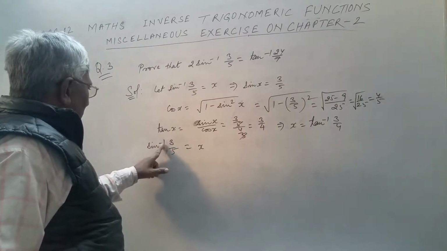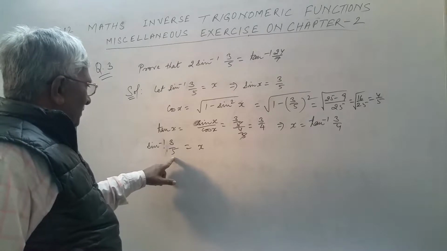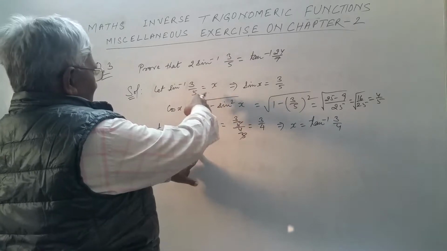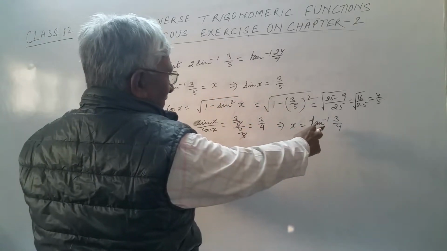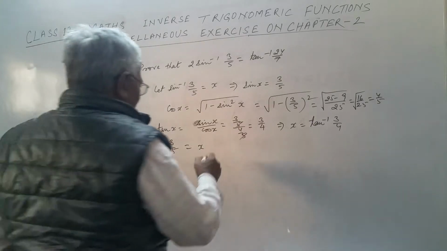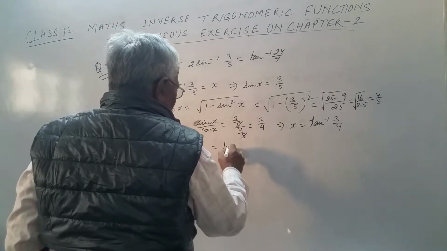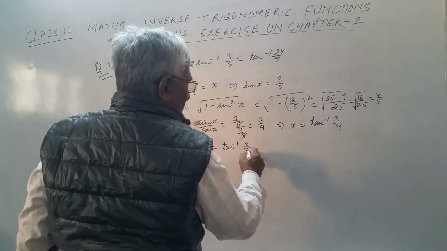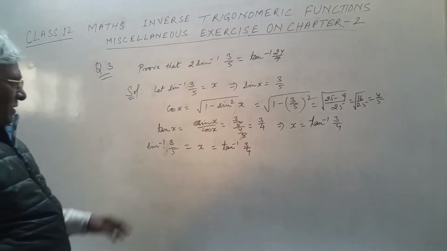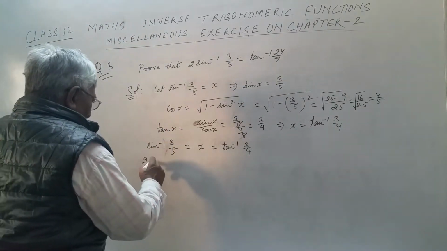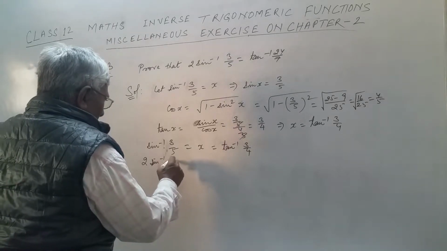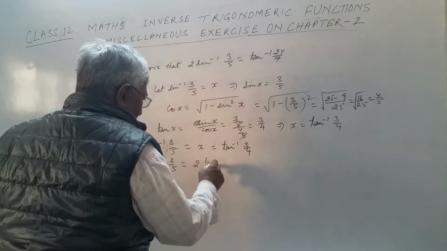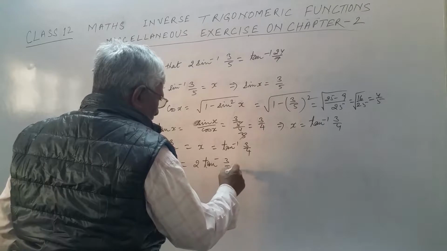Here sine inverse 3 upon 5 is equal to x. You have taken that. Then x, here you are getting tan inverse 3 upon 4. So you can write x is equal to tan inverse 3 upon 4. Then twice of sine inverse 3 upon 5 is equal to twice of tan inverse 3 upon 4.